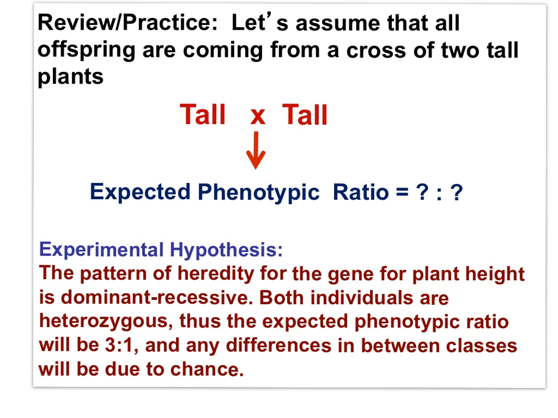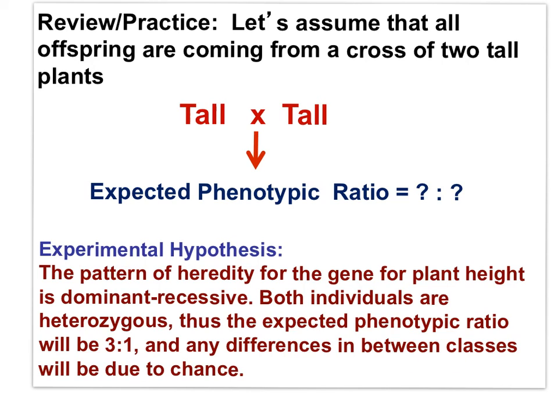So here's a chance to practice. Let's assume we're going to cross 2 tall plants against one another, and that all the offspring are coming from these 2 tall plants. And we're going to propose an expected phenotypic ratio. You can see down here it's going to be 3 to 1. So here's my experimental hypothesis, that the pattern of heredity for the gene for plant height is dominant recessive. Both individuals are heterozygous, that's a hypothesis, and thus the expected phenotypic ratio will be 3 to 1. And any differences between classes would be due to chance.